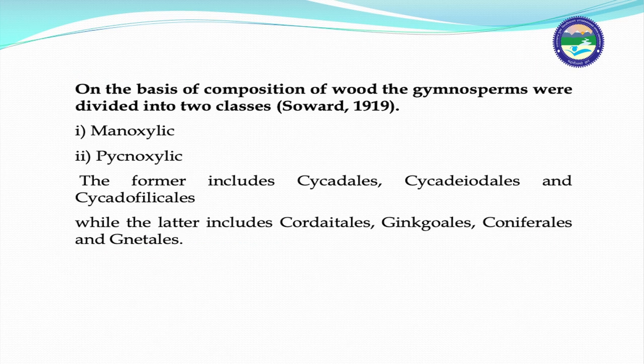Wood in 1919 divided Gymnosperm on the basis of composition of wood. He divided the Gymnosperms into two classes, that is Manoxylic, when there is porous wood and loose texture. The second class is Pycnoxylic, when the wood is compact. The former class includes orders like Cycadales, Cycadeoidales and Cycadofilicales, while the latter includes Cordaitales, Ginkgoales, Coniferales and Gnetales.